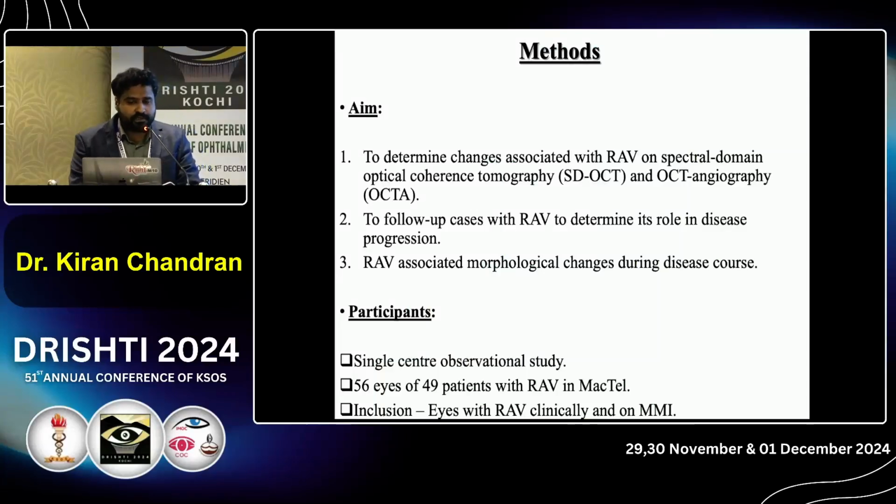So the aim of our study was to determine RAV associated changes on SD-OCT and OCT angiography and to follow up cases of RAV to determine its role in disease progression as well as to study RAV associated morphological changes during the disease course. This was a single center observational study recruiting 56 eyes of 49 patients with RAV detected clinically and confirmed on multimodal imaging.